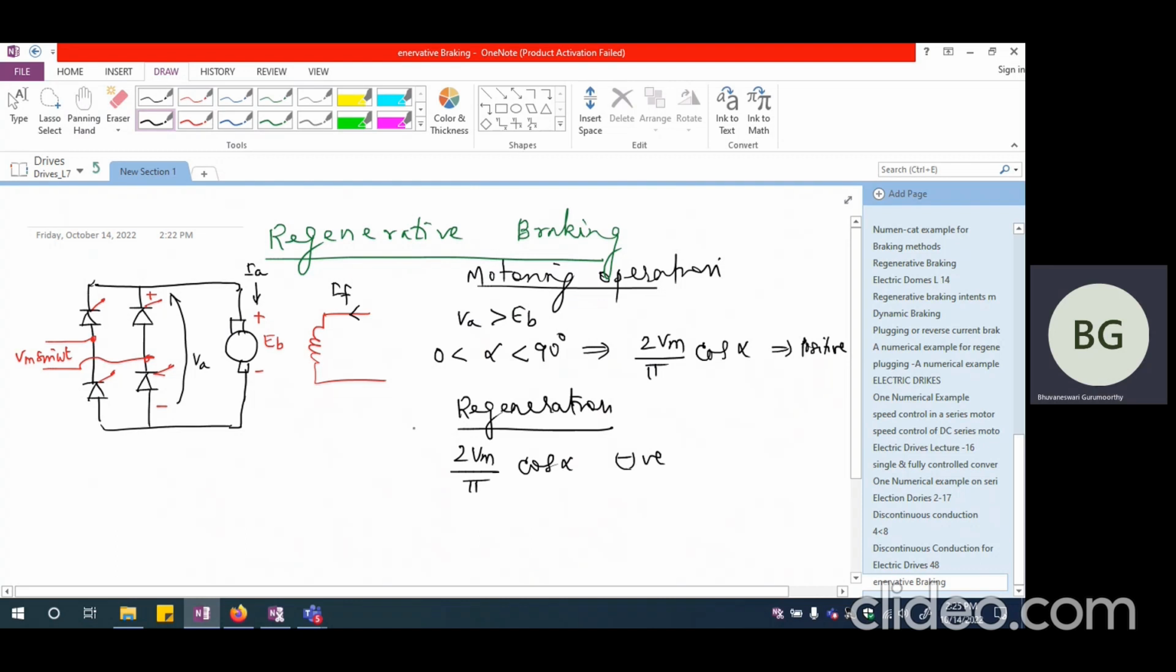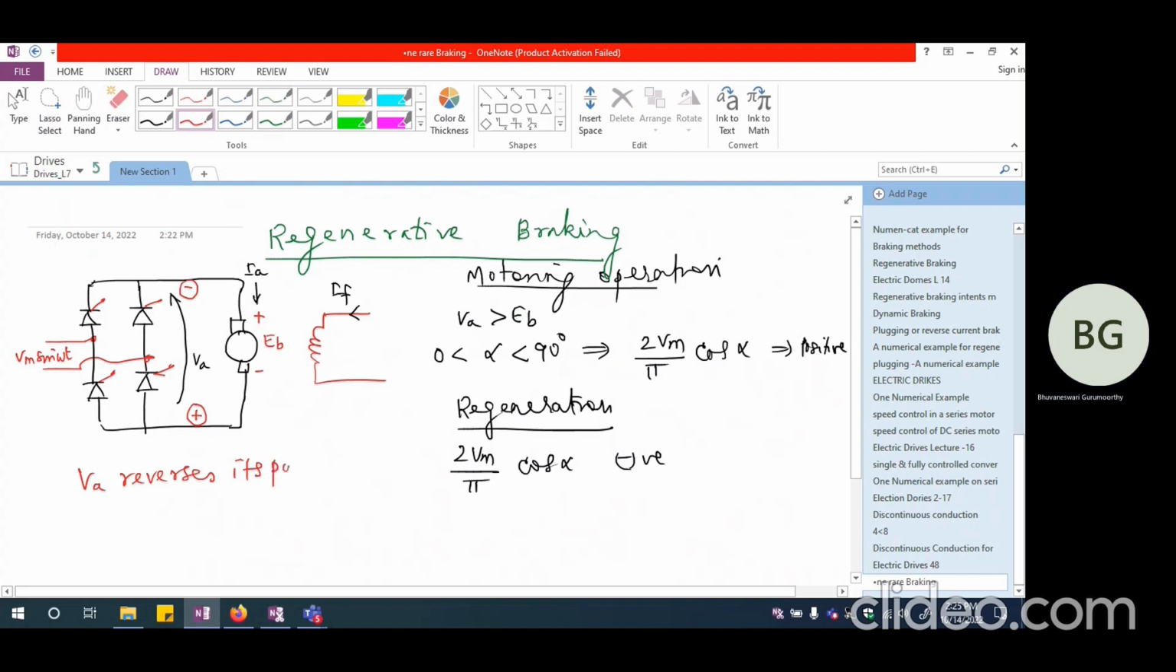So if it becomes negative, that means we are going to have these signs changing. Let me complete this circuit because this got erased. So this is going to be the circuit. And VA, if I look at it this way, now this is going to be positive and this is going to be negative. So the armature terminal voltage is going to reverse. So VA reverses its polarity on an average basis.